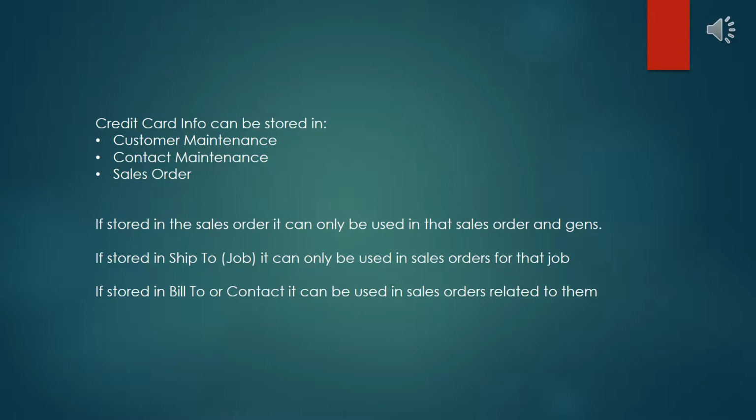At the customer maintenance level, in the bill to or ship to, if it's stored there, then all sales orders to a particular customer or all sales orders to a particular job can access the credit card information. If the credit card information is stored on the contact and the contact is associated with a particular job or a bill to, then it can be used from there. That's not normally how it's used though.